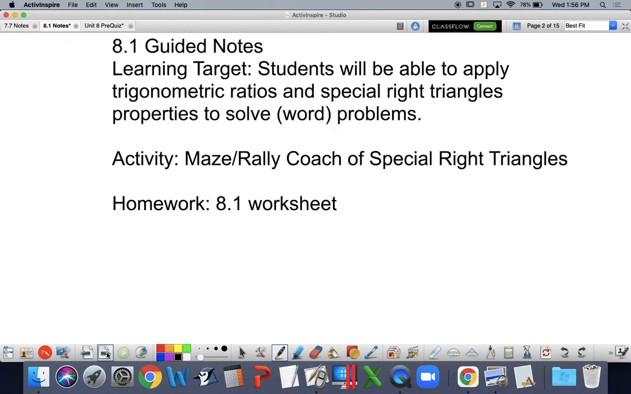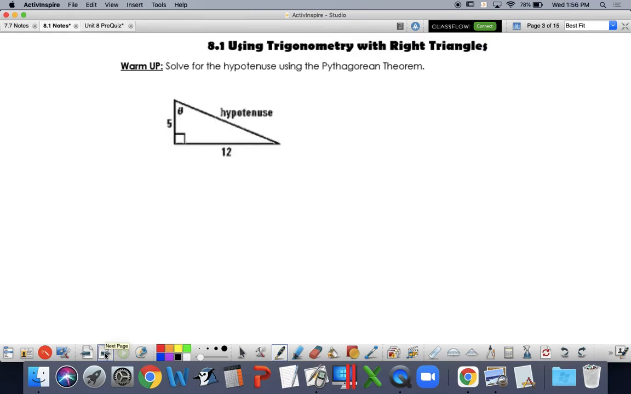So our learning target for our first section is we're going to be able to apply trig ratios and special right triangle properties to solve problems. Some of them may be word problems. Go ahead and start the warm-up question. Use your Pythagorean theorem to find our missing hypotenuse.